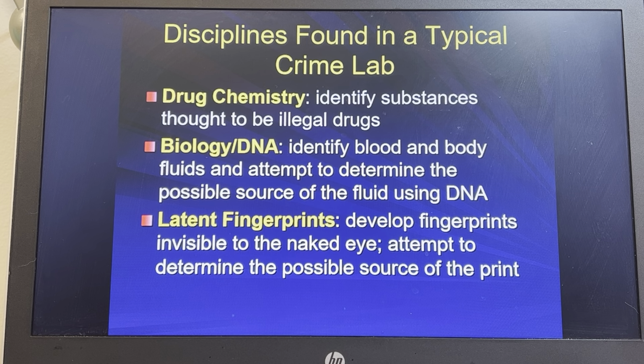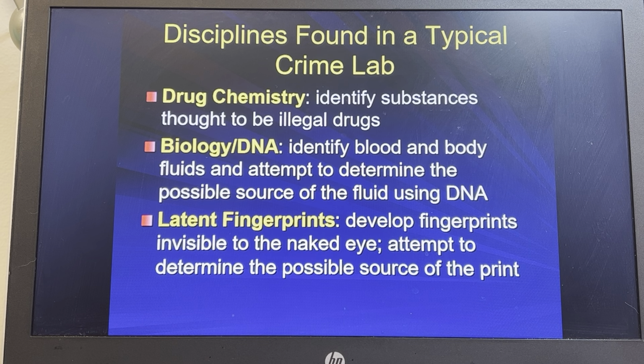Latent fingerprints, or usually just called the fingerprint section, is where you look at any type of fingerprint. Now, the term latent means invisible to the naked eye.